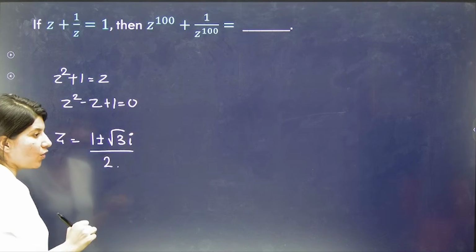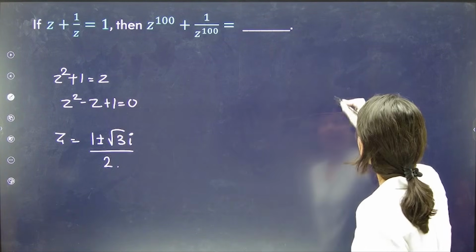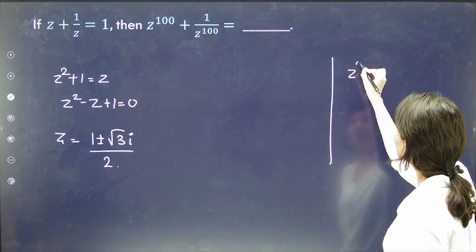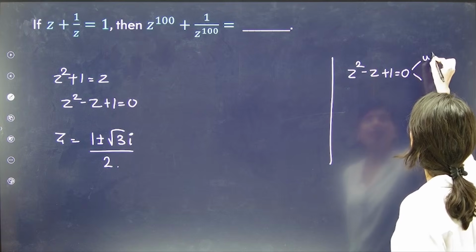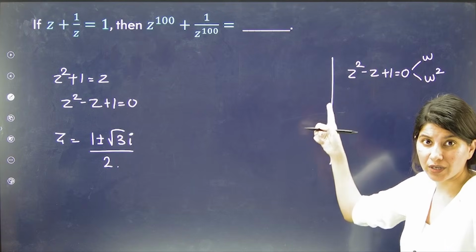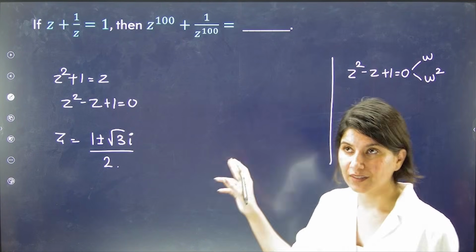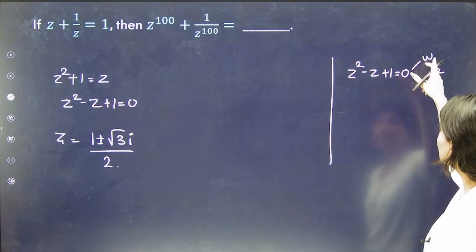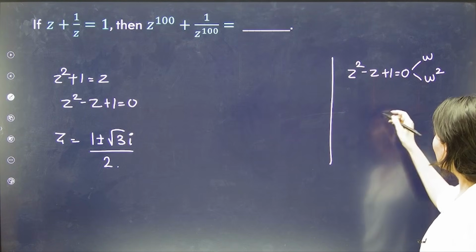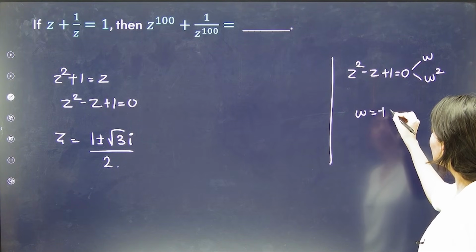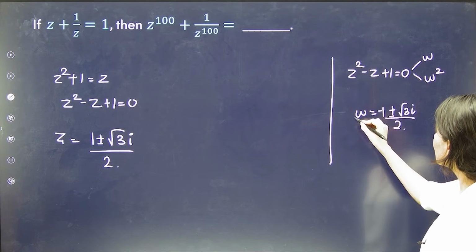Okay, all right, understand what is happening. See, z square minus z plus 1 equals 0 will have roots omega and omega square. We just saw this is one of the factors of z cube minus 1. If you solve it, omega and omega square are roots of this quadratic. Okay, and omega will be minus 1 plus minus root 3 iota by 2, omega and omega square.